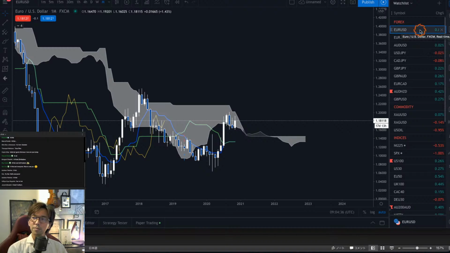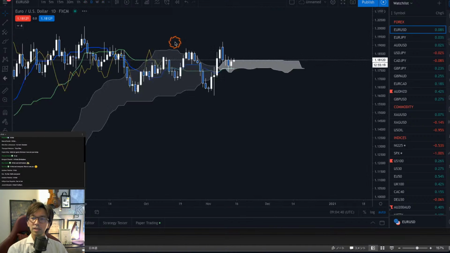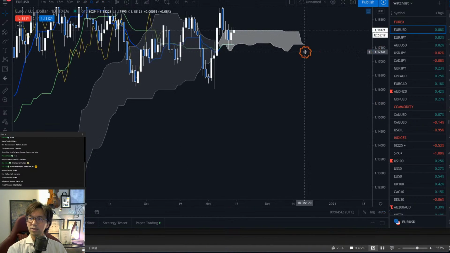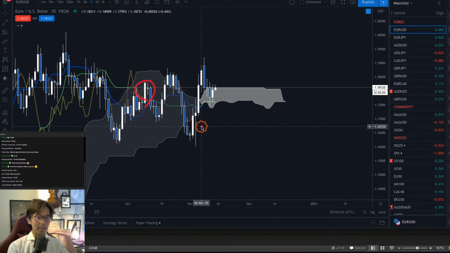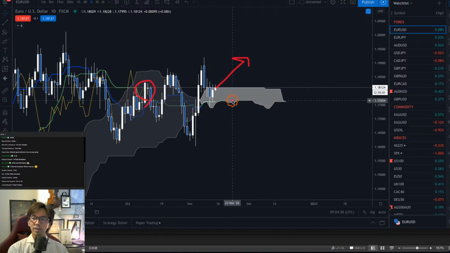So starting from the Euro USD, let me check the daily chart. Alright, the Euro USD daily chart looks to be still in a horizontal range. The market is flat, Kumo flat, Kijun Sen flat, Chikou Span touching the candles. So this is a flat ranging market, and we don't know which way the market wants to go, so it's better to avoid this kind of market.